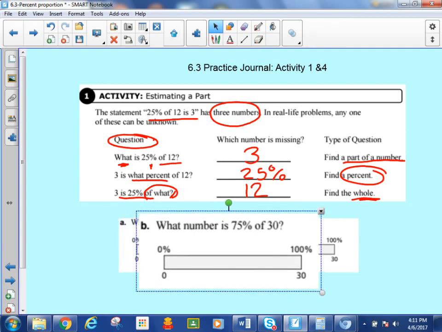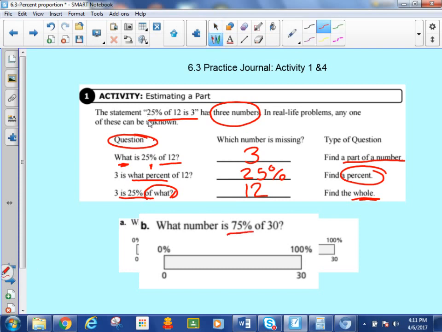So what number is 75% of 30? Okay, so you're going to have to know about percentages. I know I'm looking for my part because it says what number is, and I have a percent, and I have my whole because it says of 30. So for 75%, I know this right here is 50%. I know half of 50% is 25%. And I know 3/4 of the way is 75%.